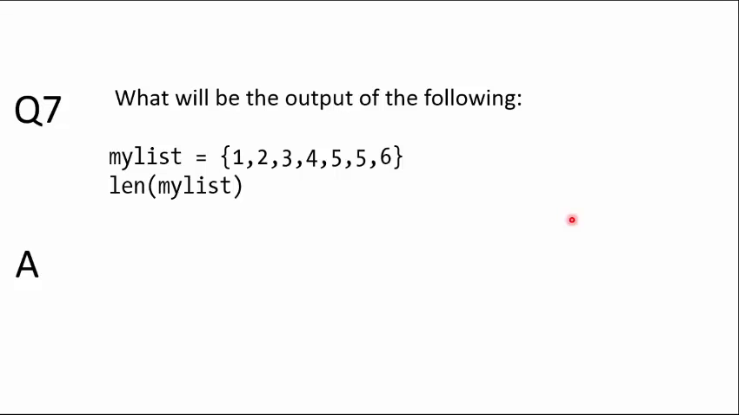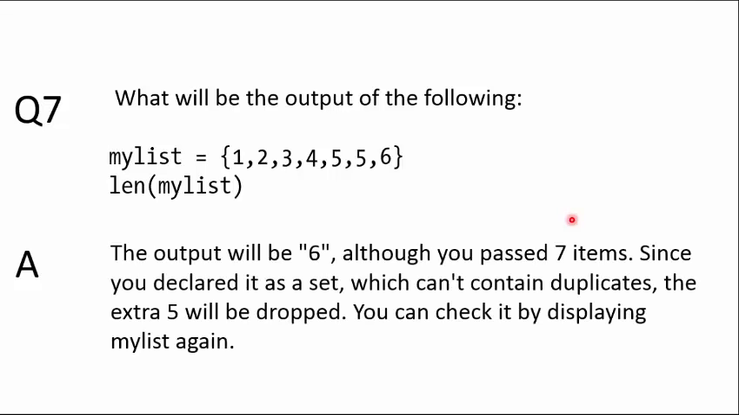What will be the output of the following if you enter it one by one? Look at that very carefully. My list has two fives. Okay, pause the screen and unpause when you're ready for the answer. If you have answered 7, you would be wrong. Yes, there are 7 elements I have defined here.